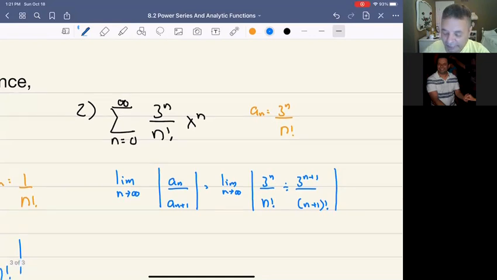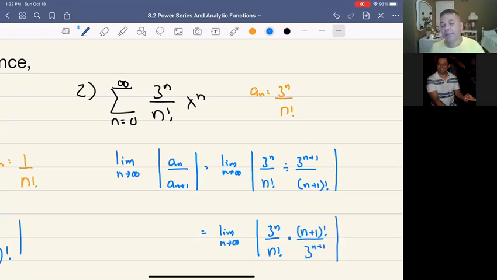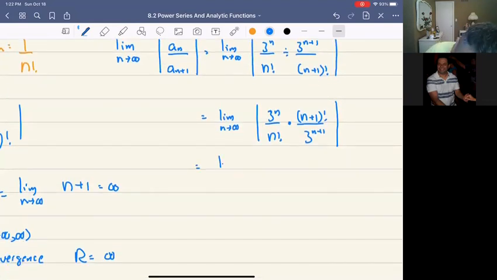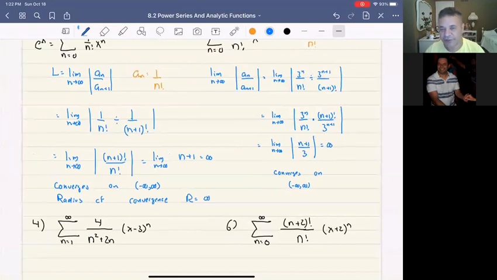Okay, so now when I take the limit of that as n goes to infinity, well, again, I'm going to flip the denominator and multiply. Okay, now I'm going to be left with n plus 1 in the numerator and 3 in the denominator. But watch what happens. That's still infinity. So this still converges from negative infinity to infinity. Okay, and the radius of convergence is still infinity.